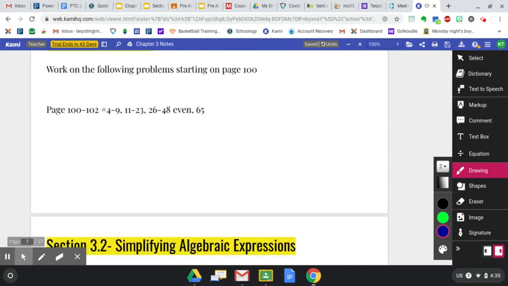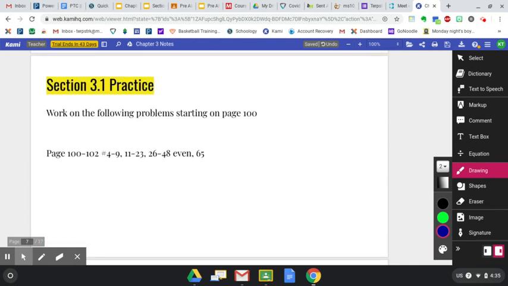All right. Anyways, on to the homework. Your assignment starts on page 100 for section 3.1. Going to be working on numbers 4 through 9, 11 to 23, 26 through 48 even, and number 65. Do that on a separate sheet of paper.